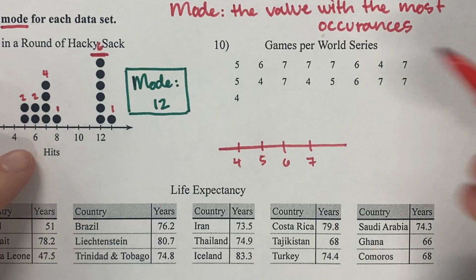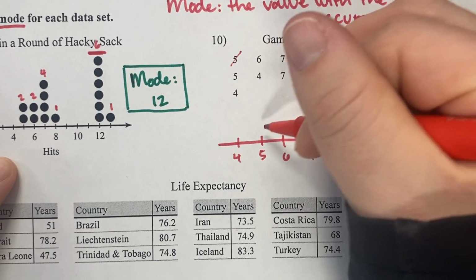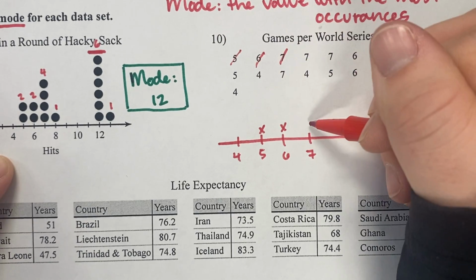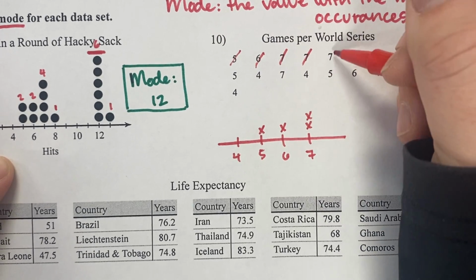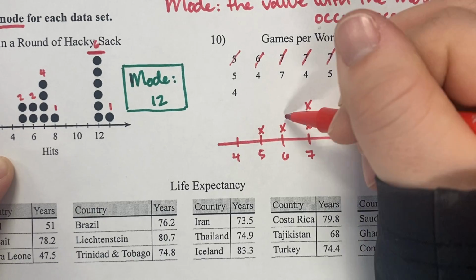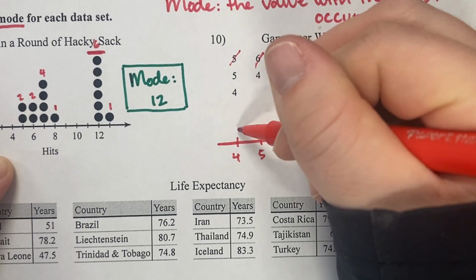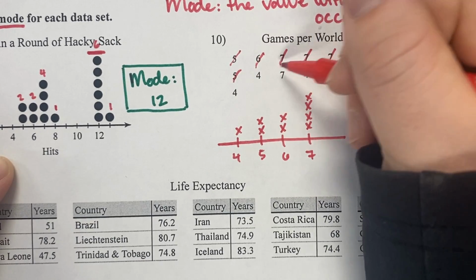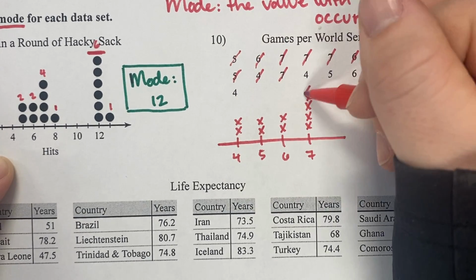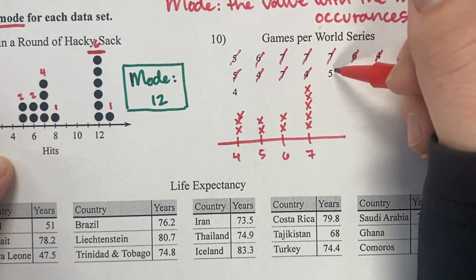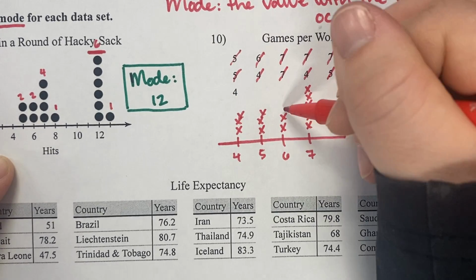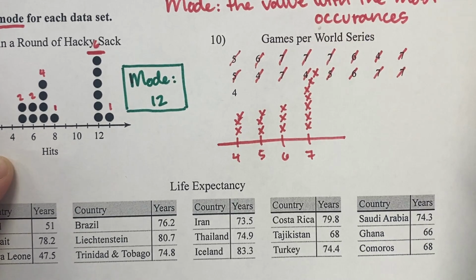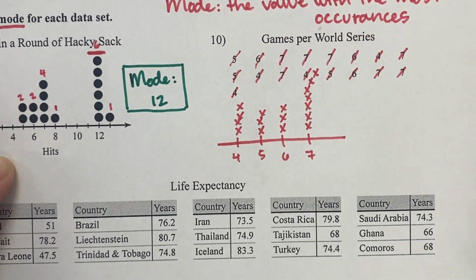Alrighty. So I'm just going to cross them off as we go. 1 at 5, 1 at 6, 7, 7, 7, 6, 4, 7, 5, 4, 7, 4, 5, 6, 7, kind of running out of room, that's okay, 7, and 4.